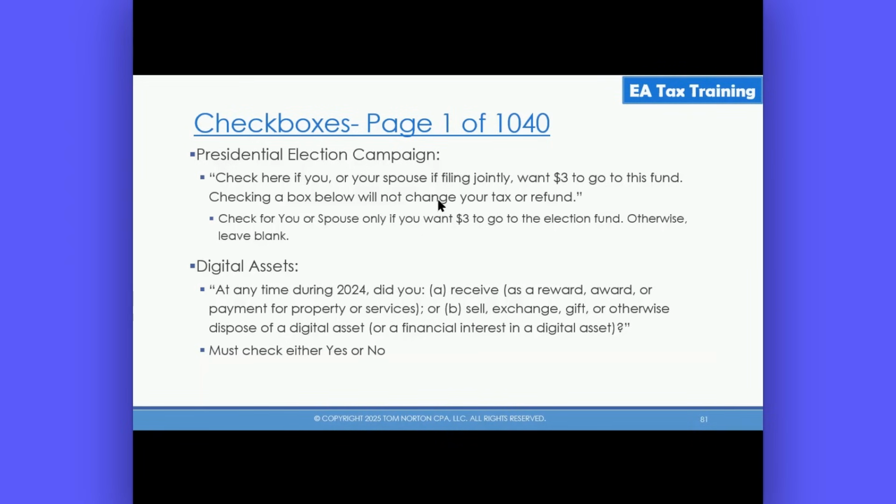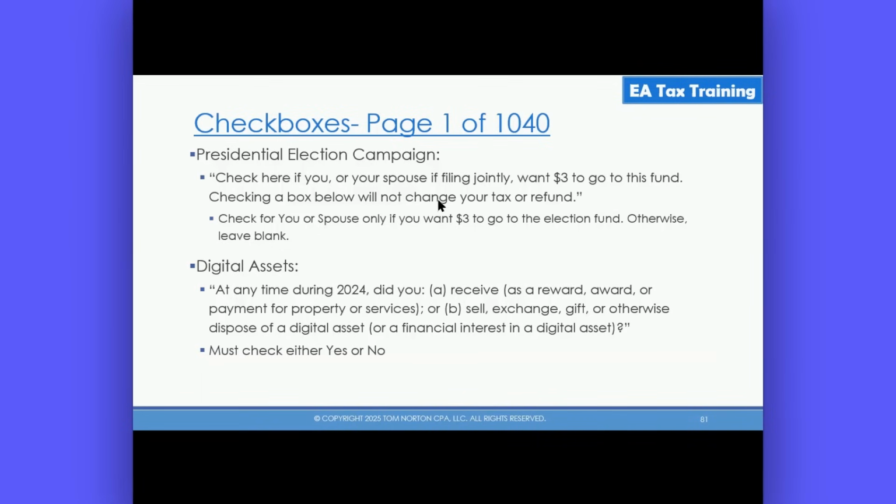The next checkbox is for digital assets. So the IRS is still trying to get their hands around all of this Bitcoin and digital assets and tokens and all these things. So they want to make sure that taxpayers are properly reporting these things. So they make you check a box, yes or no, answering these questions. At any time during 2024, did you A, receive as a reward, award, or payment for property or services, or B, sell, exchange, gift, or otherwise dispose of a digital asset or a financial interest in a digital asset? And you must check either yes or no.